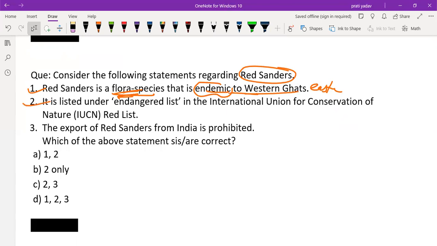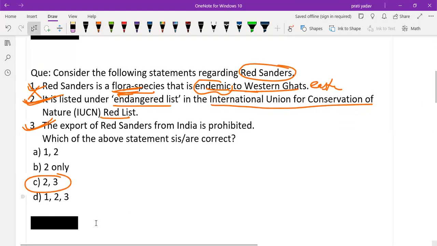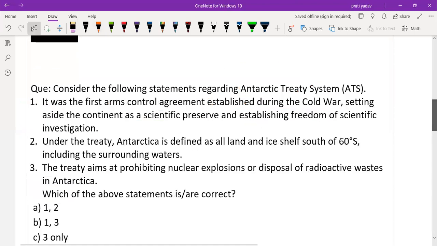Second, it is listed under the endangered list in the IUCN Red List. Yes, this one is correct. Third, the export of red sanders from India is prohibited. Statement 2 is correct, 3 is correct, 1 is wrong. That means option C is correct. Let's check if we are on the right path. C is correct. That means 2 and 3 are correct. Now let's move on to the next question.